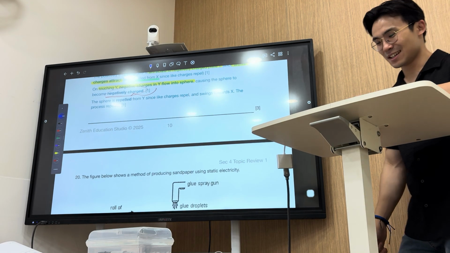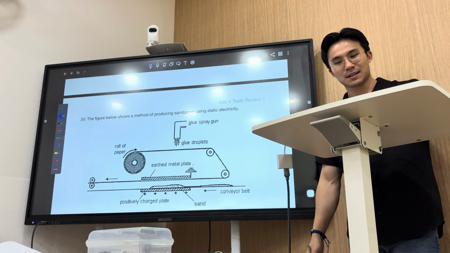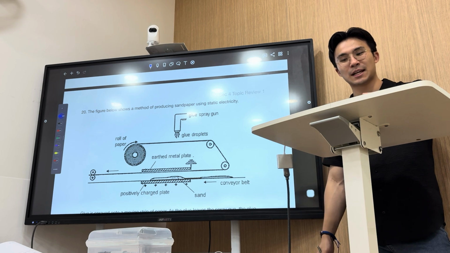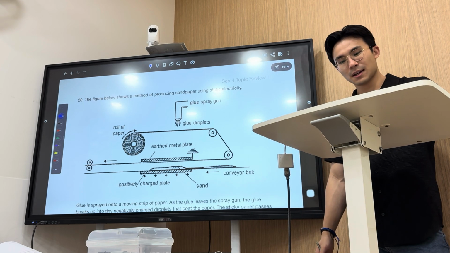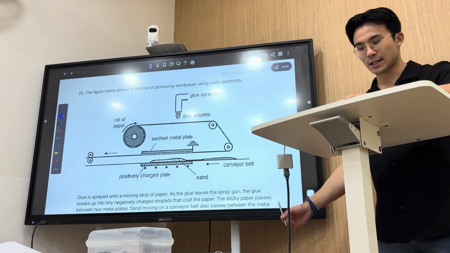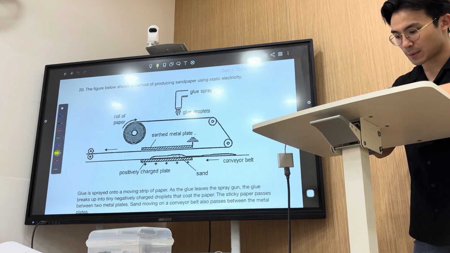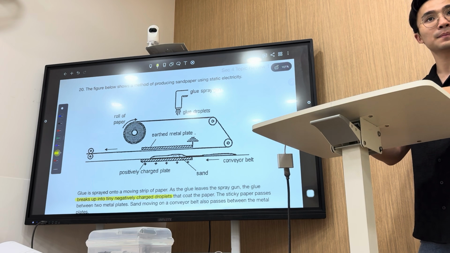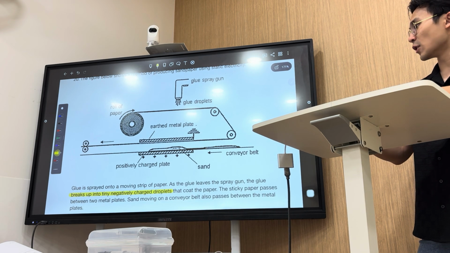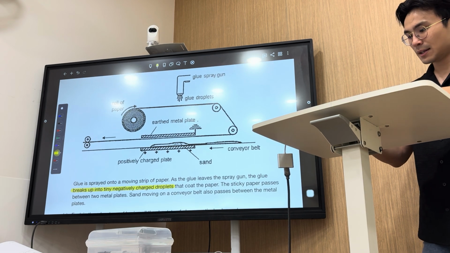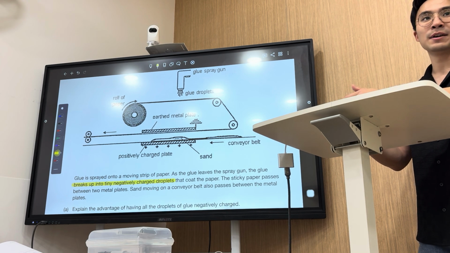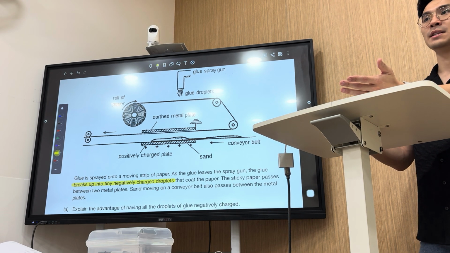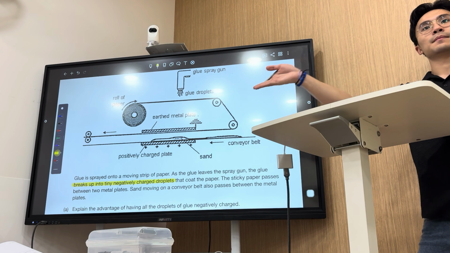Okay, next. Let's go for question 20. Producing sandpaper using static electricity. If you spray glue, as the glue leaves the spray gun, the glue droplets break up into tiny, negatively charged particles. All of your droplets become negative. What is an advantage of having all of them become negative? It's the same advantage as spraying paint.